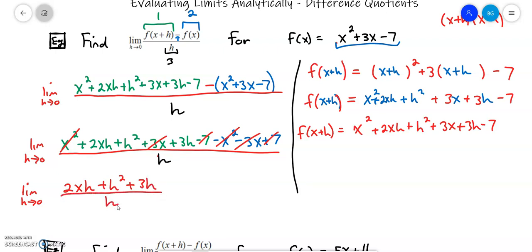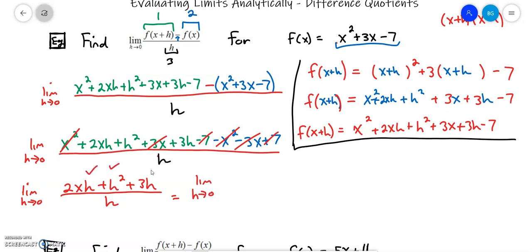And you might be thinking to yourself, wait, we still can't plug in 0, right? Because I'm going to have division by 0. So it's not immediately obvious that all those cancellations really helped us, but they actually did. The reason is, if we look in the numerator, notice every single term has an h in it. So I can factor out that common factor of h, and I'm just going to be left with 2x plus h plus 3 over h.